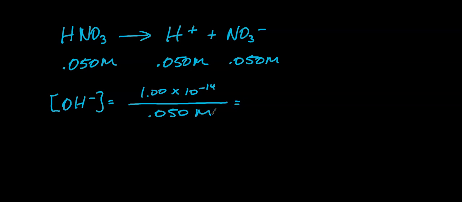And even though H plus has units and Kw doesn't, we're going to get units for OH minus. Go ahead and pause the video, punch that up, and see what you get. All right, you should get, I think we want 2 sig figs here because of the H plus concentration, 2.0 times 10 to the negative 13th molar. Look at that. Concentration of H plus is way bigger than concentration of OH minus. Of course it is, because this solution is an acid. All right, so that's how we do that.